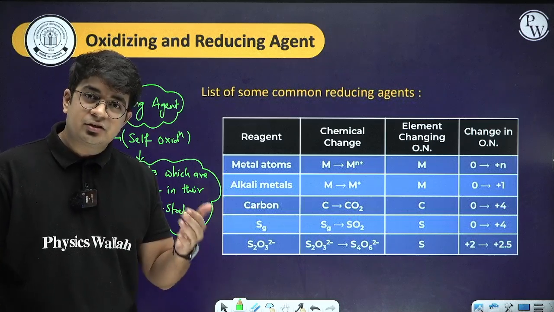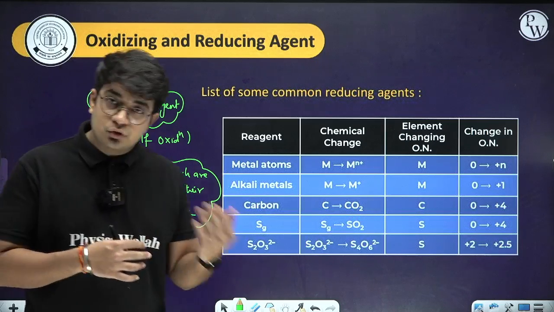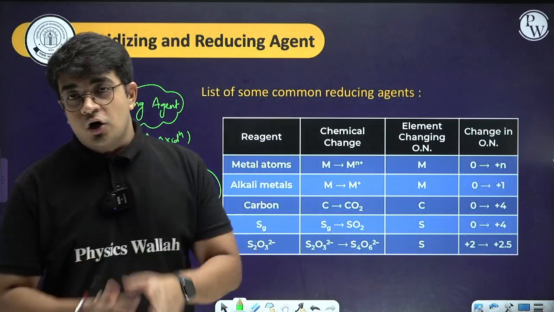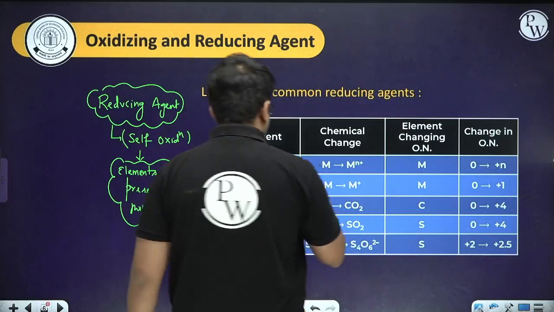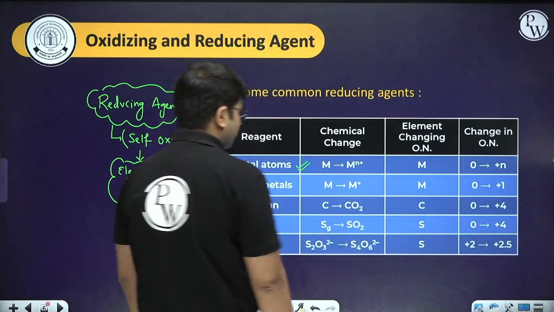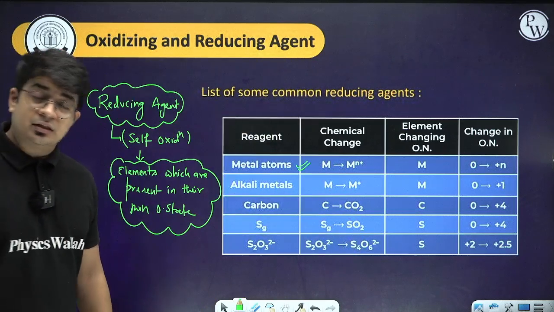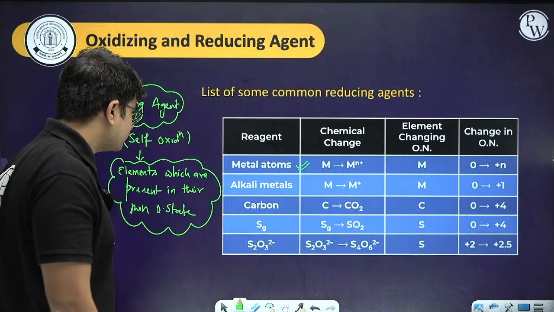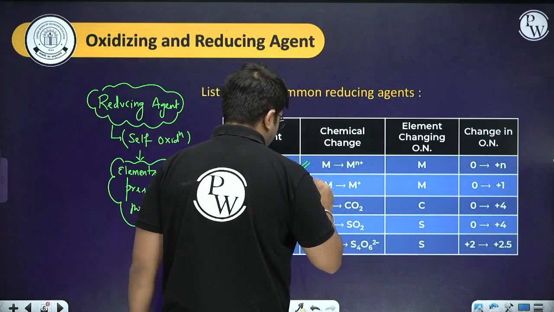They generally contain only positive charge. They have a tendency to lose electrons, which means they always show oxidation. Definitely they are good reducing agents. If I talk about lithium, lithium is a very good reducing agent. Alkali metals are examples in that case.